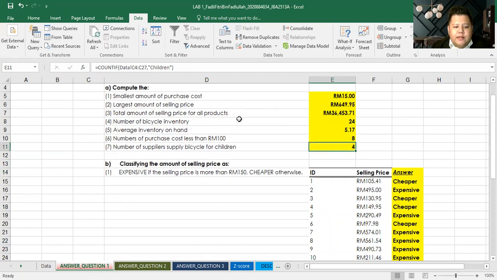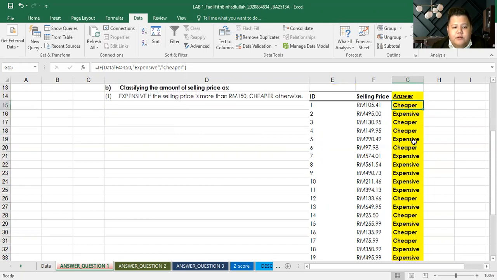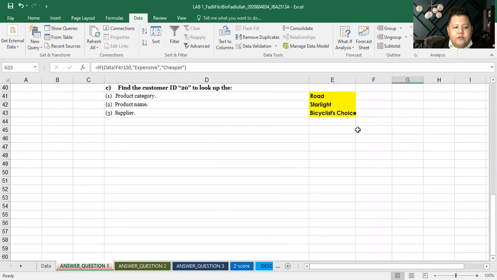Next for 1B, for classifying the selling price, if it is more than 150, I classify it as expensive. So I use the IF formula with criteria expensive and cheaper. The selling price more than 150 becomes expensive. The selling price less than 150 will become cheaper. So next we go to 1C.